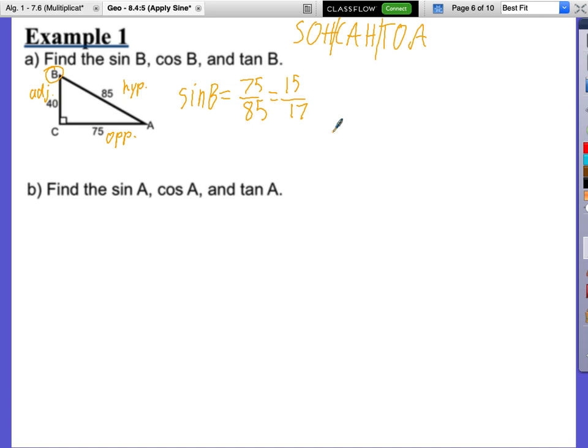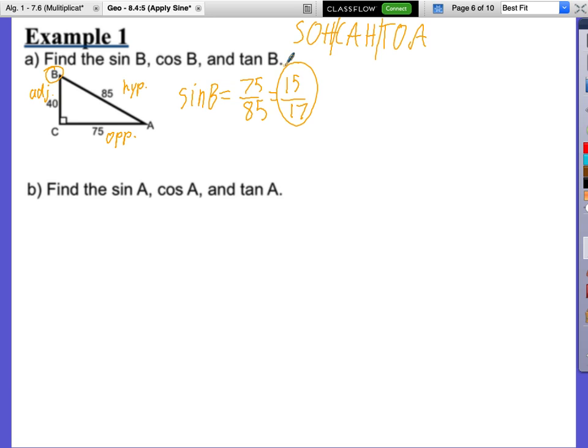Could we use the math on our side of the paper? Yeah. Could we also use our calculator? Do we have calculators by us right now? We should. Okay, let's do passes out earlier. The sine of angle B is 15 over 17.